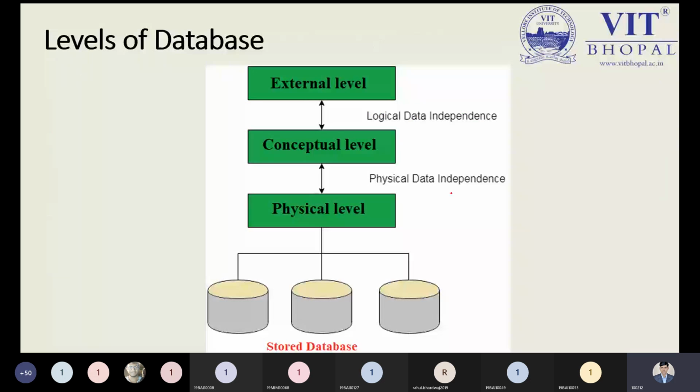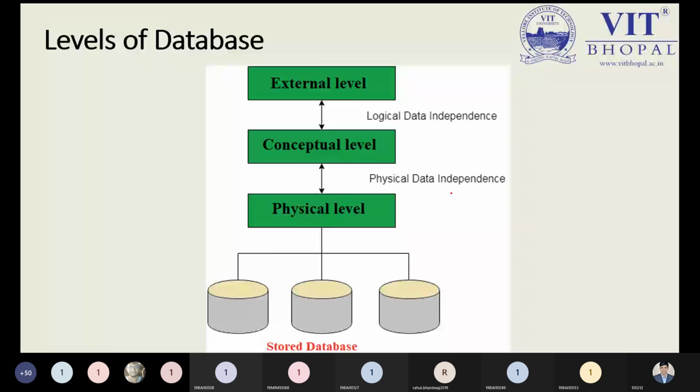The levels of the database we have already seen: physical level, logical level, conceptual level, and we can say external level means view level. Logical independence lies between the external or conceptual level, and the physical level and conceptual level are maintained by physical data independence. Physical or logical independence always says that whenever you do anything at one level, it should not affect another level. This is the level of the database, as I told you many times, but where it lies, you need to keep in mind.